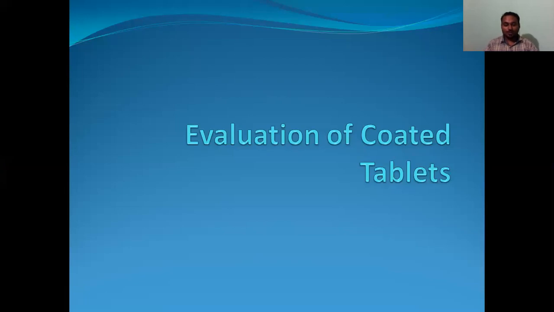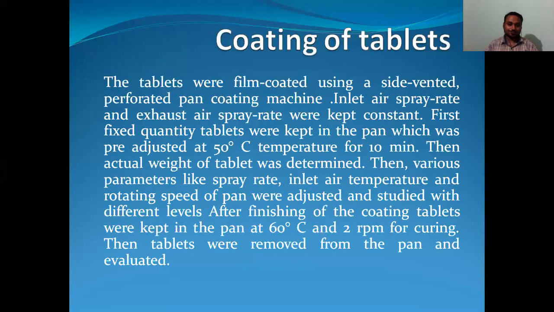So I have shown how we can go with the coating process. Okay, so next comes the evaluation of coated tablets. So first thing, what is coating of tablets? The tablets were film coated using a side-vented perforated pan coating machine. Okay, I will show how we can perform the pan coating, and I will demonstrate the pan coating machine that is available in our department.